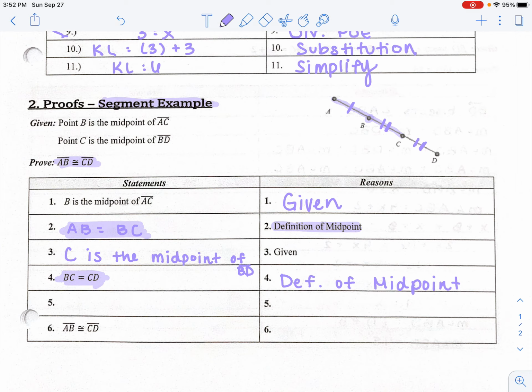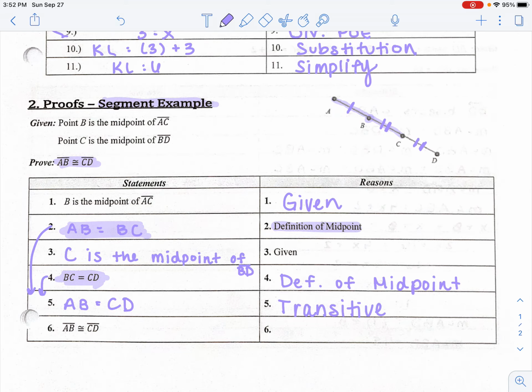Instead of saying AB equals BC and that CD also equals BC, we can say those equal to each other. I can say that AB is equal to CD. And my reason here is the transitive property. So we took 2 equations and merged them into one.